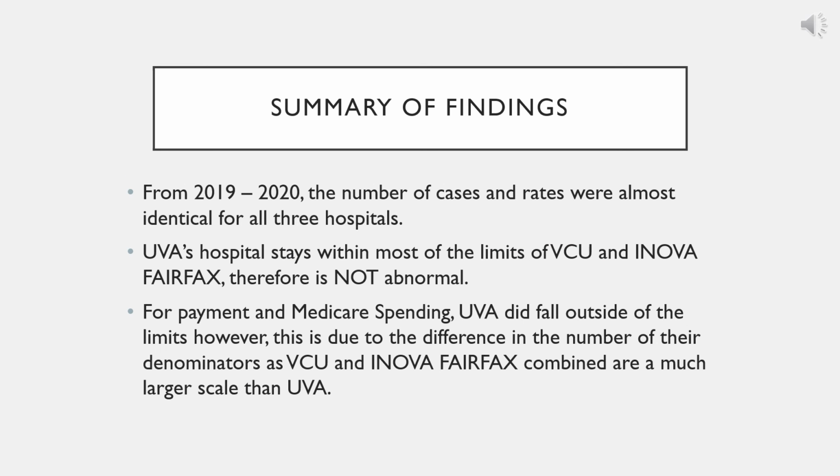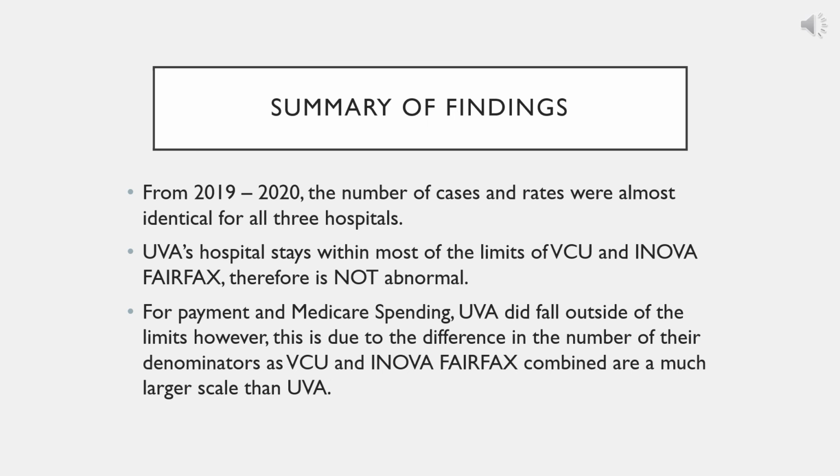As for a summary of findings, when looking at the data and plotting the charts, I found that from 2019 to 2020, the number of cases and rates were almost identical for all three hospitals, meaning like UVA's 2019 and 2020 were the same. VCU's rates or cases for 2019, 2020 for certain measurements were the same. That's why the data points from 2019 are usually identical on most of the charts. And UVA, when looking at overall data, UVA's hospital stays within most of the limits of VCU and Fairfax and Inova. Therefore, it is not abnormal.